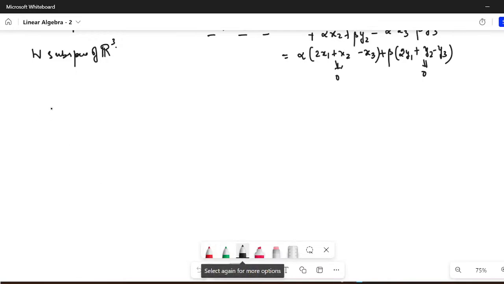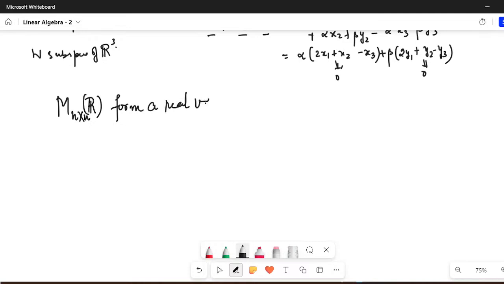So let us try to find whether the set of all n cross n matrices with real entries forms a real vector space. What do you think? The set of all n cross n matrices with real entries forms a vector space over R. What do you think?